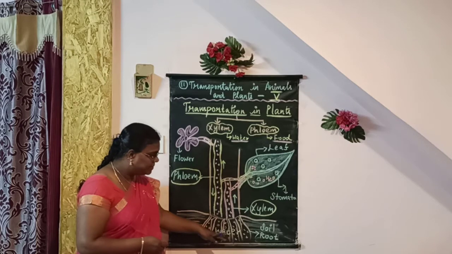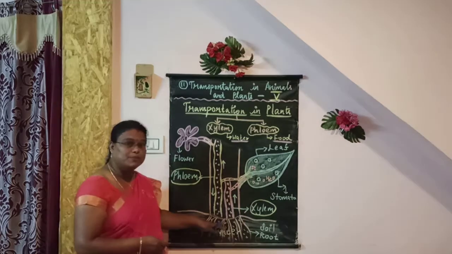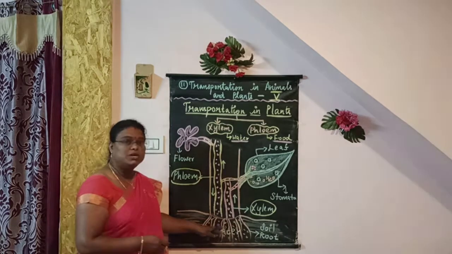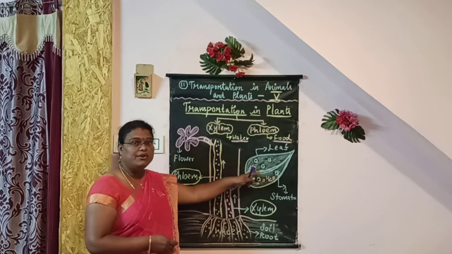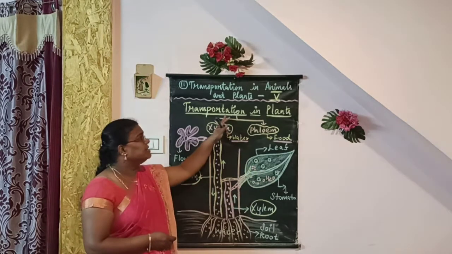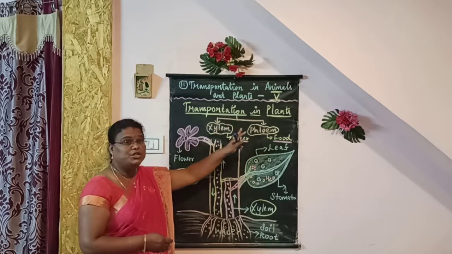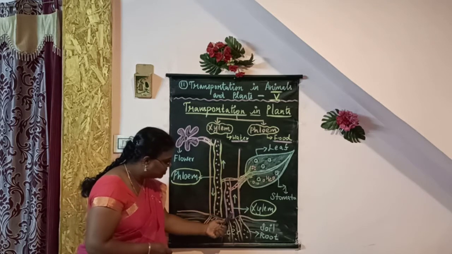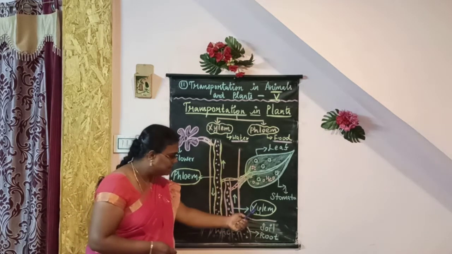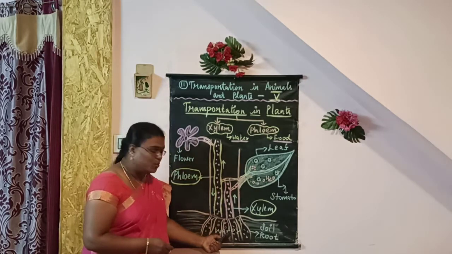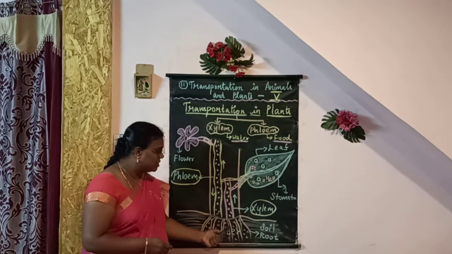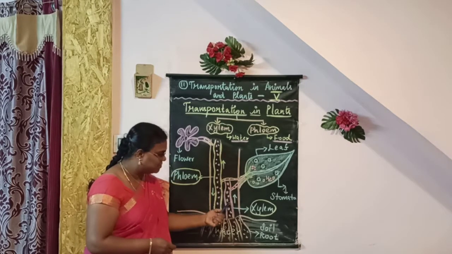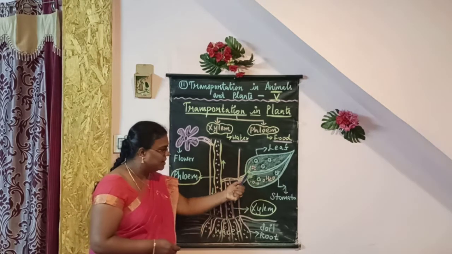So the water that the root absorbs from the soil is transported to the leaf by the conducting vessel, or transporting tube, called xylem. See here, this pink tube-like structure is called xylem. This helps in taking the water absorbed by the roots to the leaf. So it takes water from the root and transports it to the leaf.